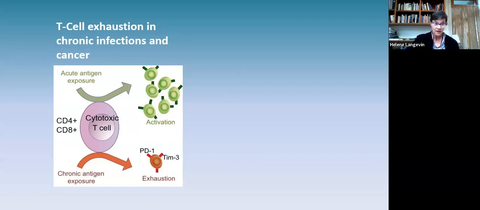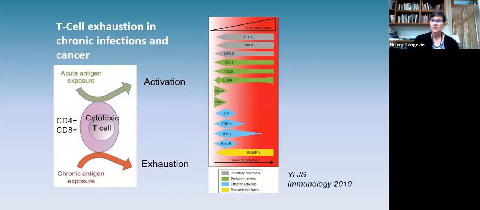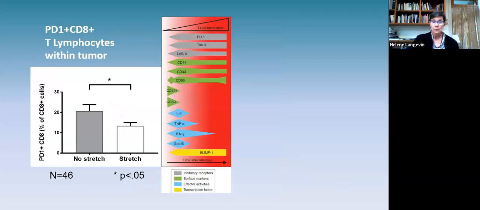We see this in chronic infections such as hepatitis and HIV, and the same thing can happen in cancer. In fact, some immune therapies use immune checkpoint blockers to overcome the immune exhaustion. And PD-1 blockers are some of the immune therapies that are being investigated and starting to get used. So the hallmark of immune exhaustion is an increase in inhibitory receptors and a decrease in effector cytokines. So we hypothesized that stretching might rescue the exhausted T cells and reduce PD-1. And that's what we saw.